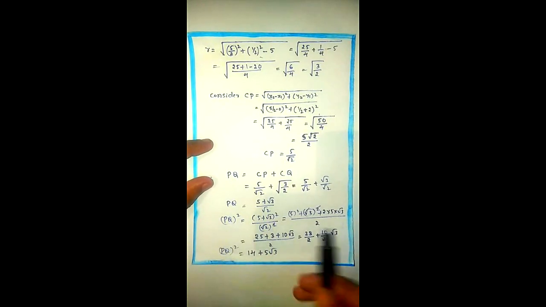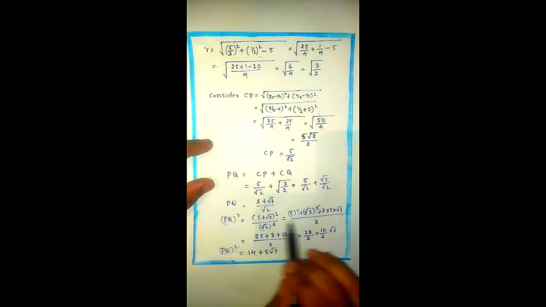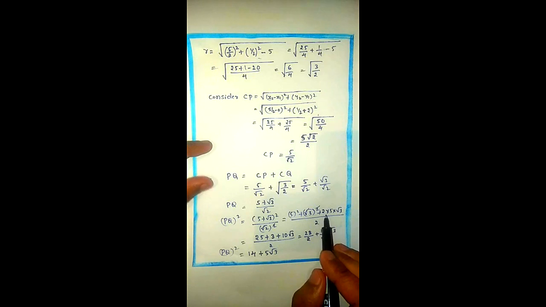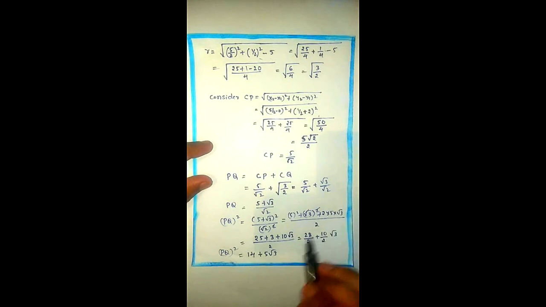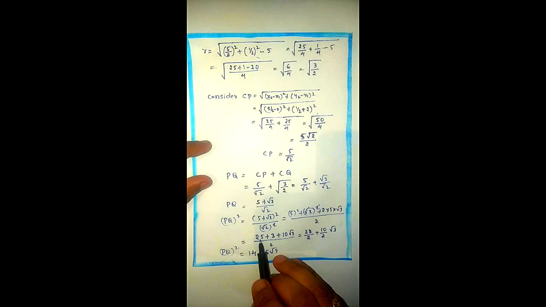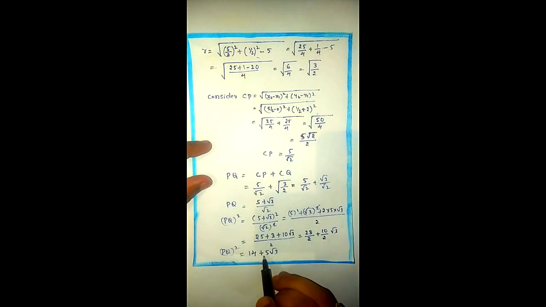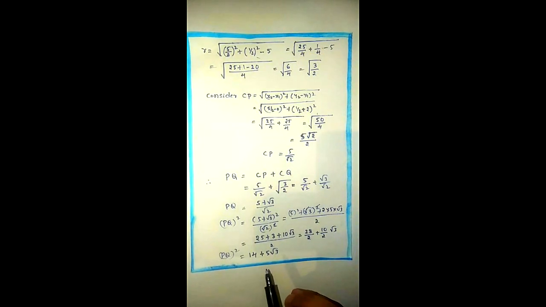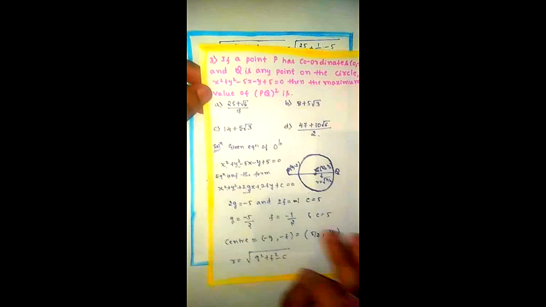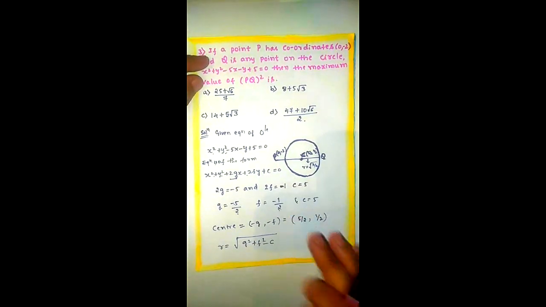So squaring on both sides, PQ square is equal to, using (a plus b) whole square, 5 square plus root 3 whole square plus 2ab, that is 2 into 5 into root 3, divided by 2. Solving, finally we get (25 plus 3 plus 10 root 3) divided by 2. So 25 plus 3 is 28, divided by 2, plus 10 by 2, so 14 plus 5 root 3. PQ square maximum value is 14 plus 5 root 3. So option C is the correct option.